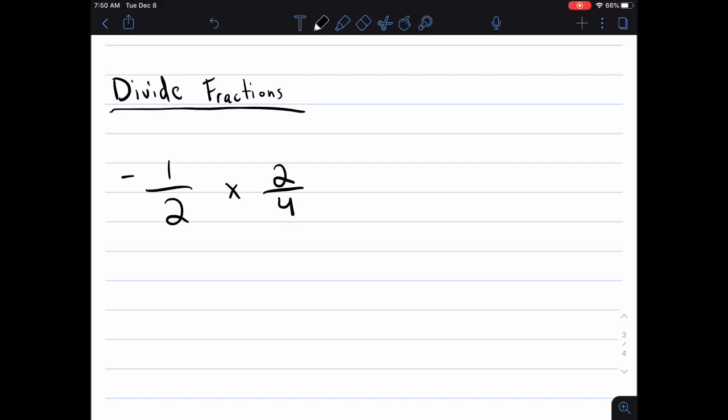Now let's divide fractions. Negative 1 over 2 times 2 over 3. Divided by. Sorry. Negative 1 over 2 divided by 2 over 3.